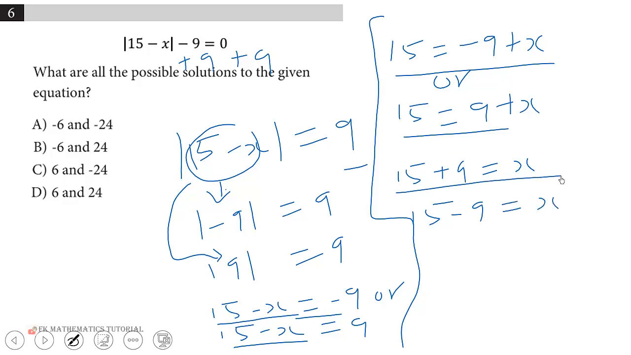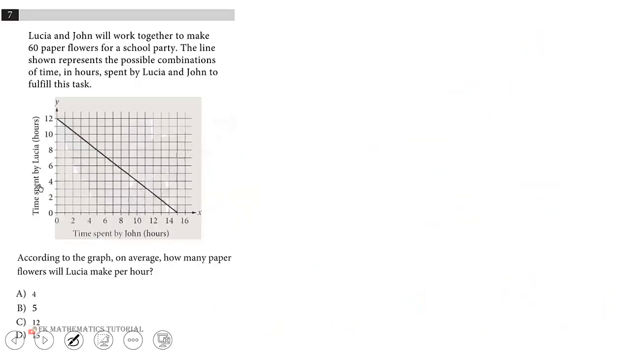So x is either equal to 15 plus 9, which is 24, or x is equal to 15 minus 9, which is 6. So x is equal to 6 and 24. So the correct answer is option D.